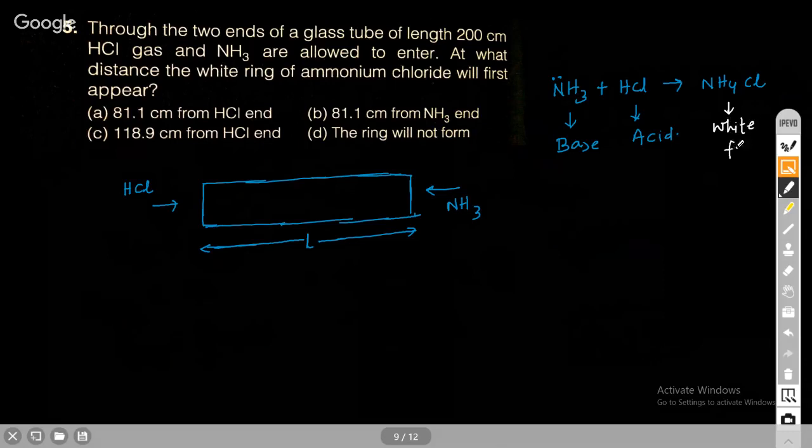White fumes or a white ring. The point is, from this side we are introducing HCl, and from this side we are introducing NH3. L is given, L is 200 centimeter. Now HCl and NH3, if you compare, which will diffuse more, HCl or NH3?